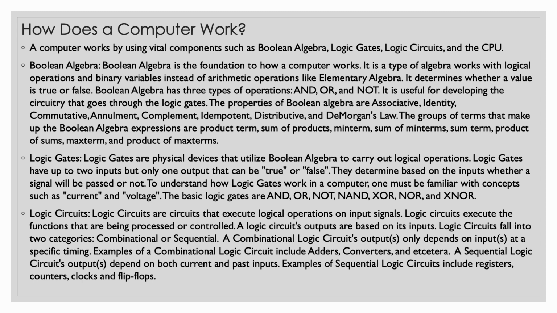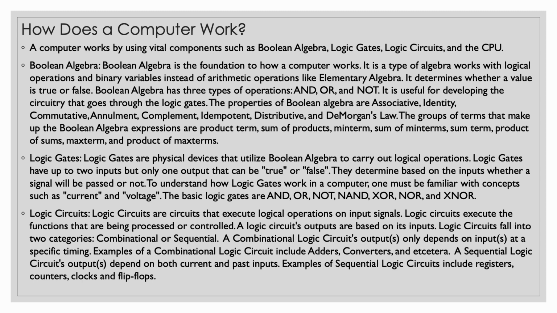So these groups of terms are the processes, the operations that make up Boolean algebra expressions. And those are the product terms, sum of terms, min terms, sum of min terms, sum terms, product of sums, max terms, and product of max terms.